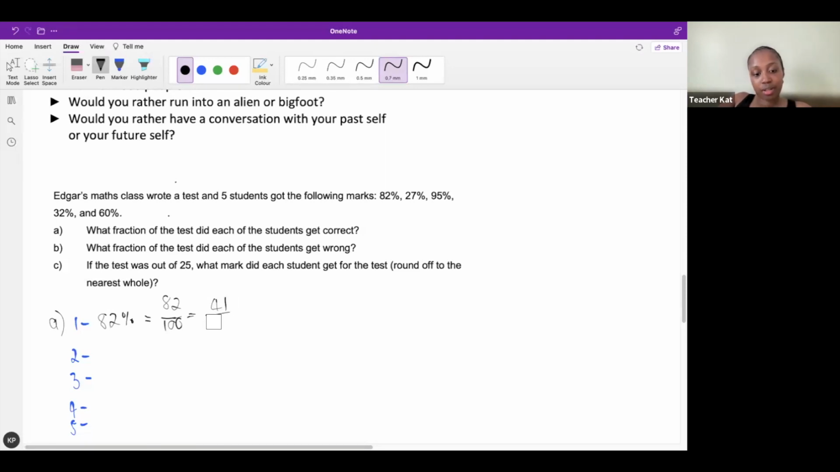41 over 50. Nice. Number 2 got 27% as a fraction, that is 27% as a fraction. 27 over 100. Nice. Okay, number 3 got 95%.